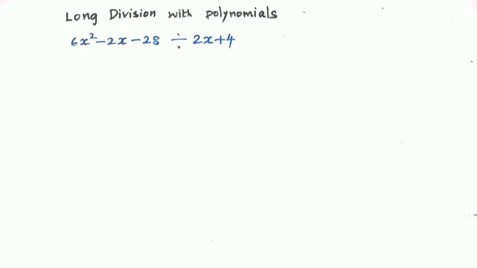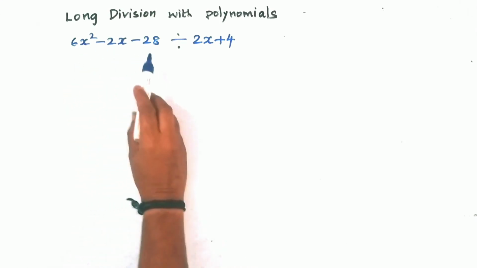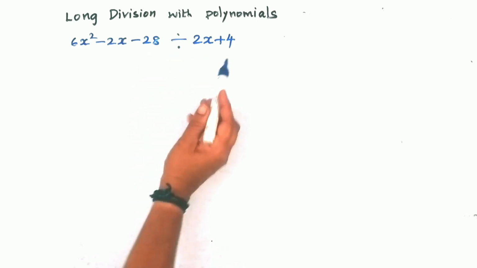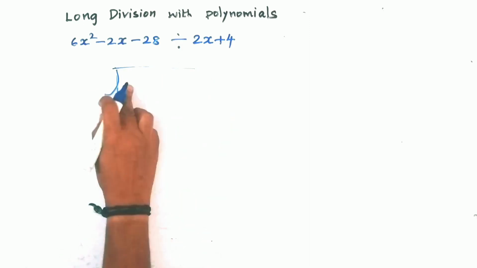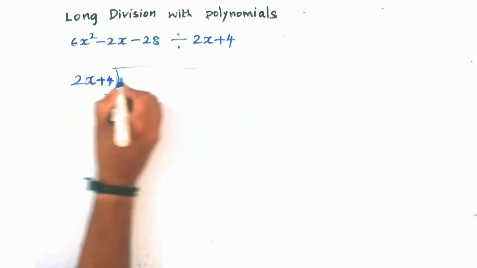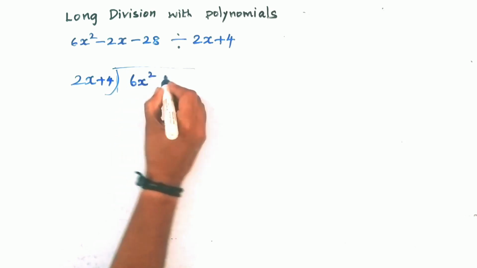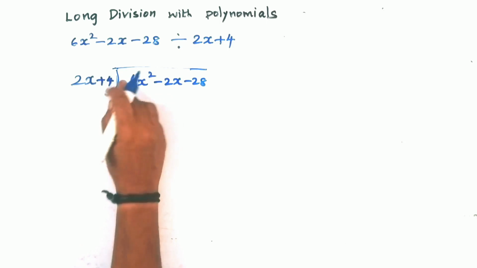We are going to focus on dividing polynomials using the long division method. So let's start with our example: 6x² − 2x − 28 divided by 2x + 4. The 2x + 4 we have to write outside. 6x² − 2x − 28 we have to write inside.